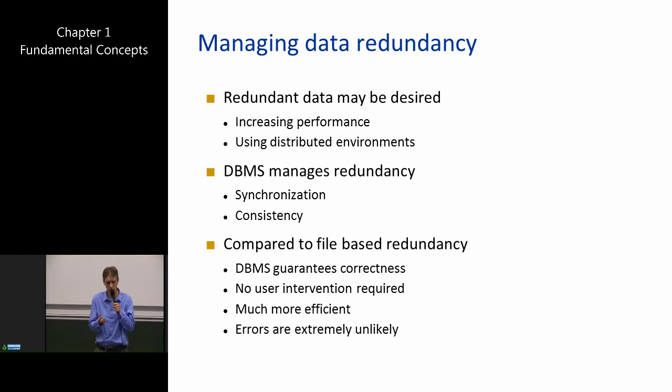In the file-based approach, the user had to actually make sure that if you make an update in one file, the update is also propagated to the other files. Well, in the DBMS approach, this is no longer the case. The DBMS will autonomously do that for you. It will take care of that synchronization, and it will make sure that the data is consistent. So this is a lot more efficient compared to the file-based approach. And errors are extremely unlikely. We are not going to say that they're completely unlikely, but they are extremely unlikely because the DBMS is going to take care of everything in a transparent way.